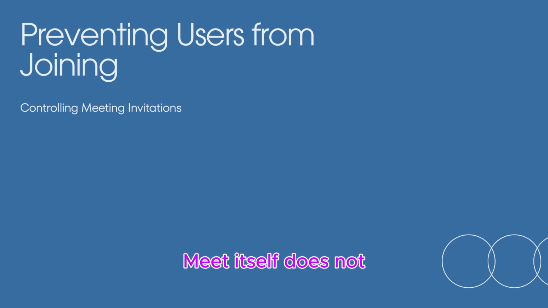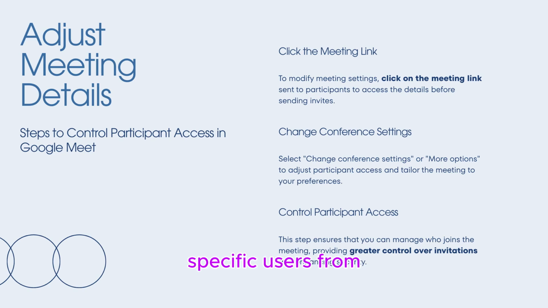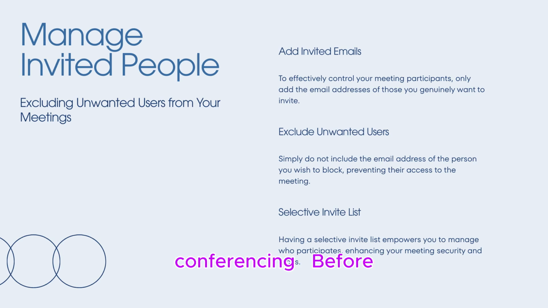Google Meet itself does not have a direct block feature within a meeting. However, you can prevent specific users from joining your meetings. When you create a meeting in Google Calendar, click Add Google Meet Video Conferencing before sending the invitation.